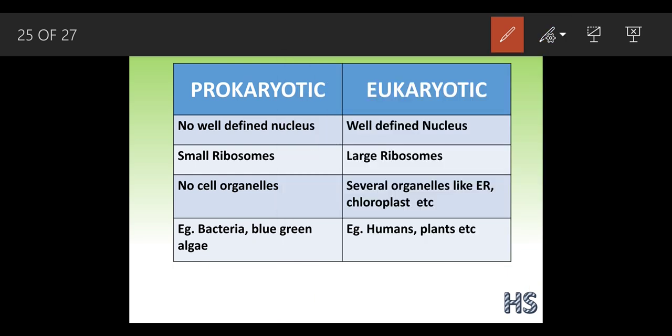Now we are going to discuss eukaryotes. We humans have these cell organelles, and even plants have them. We have studied this in detail just now. So these are considered to be eukaryotes. The primary and major difference between them is that prokaryotes do not have a well-defined nucleus, and eukaryotes have a well-defined nucleus. This is the main reason.